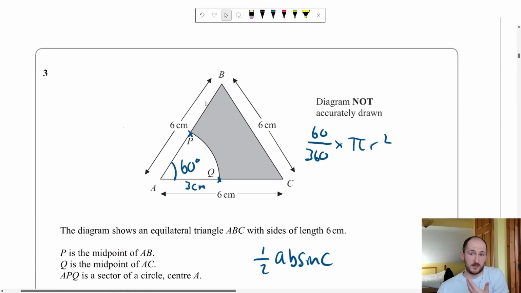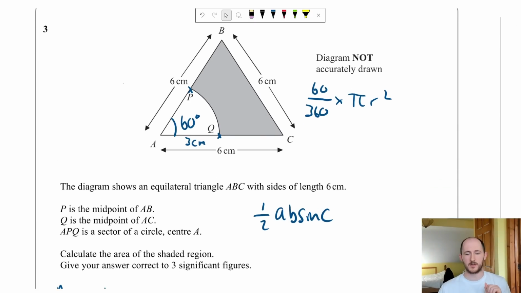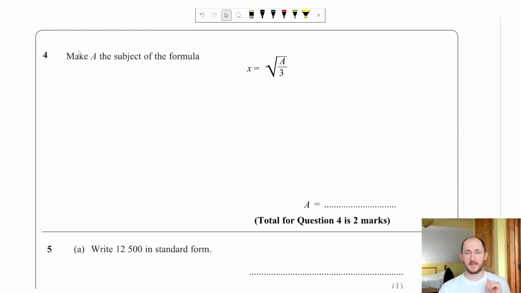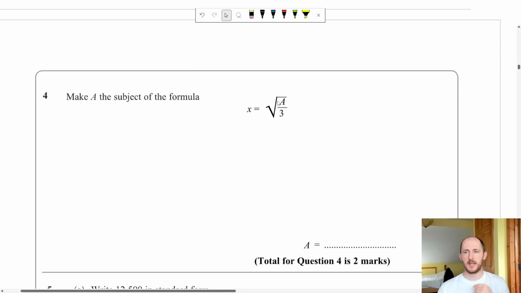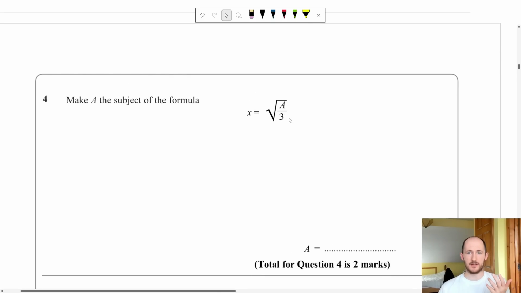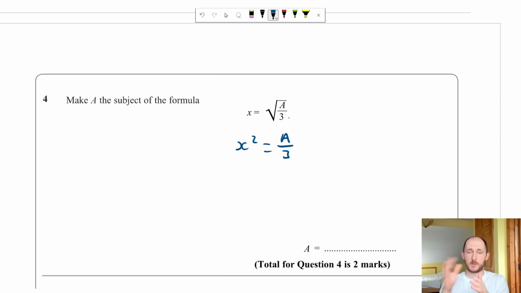However, I can foresee some challenges with this question. Making A the subject of the formula. This is something I've noticed that, especially with the current cohort, they find a bit tricky. But essentially what you're trying to do is get A by itself. If you have a square root, you have to get rid of that first. So we're going to square both sides, which means that would be x squared, that'd be a over 3, because when you square a square root, the square root goes away, times both sides by 3.